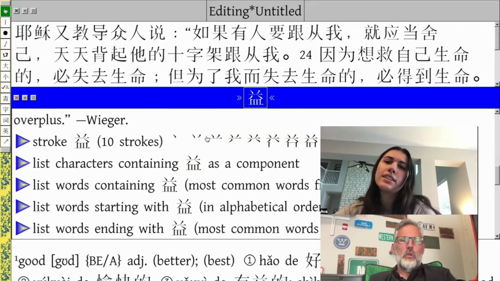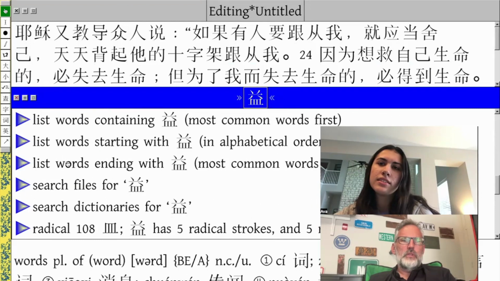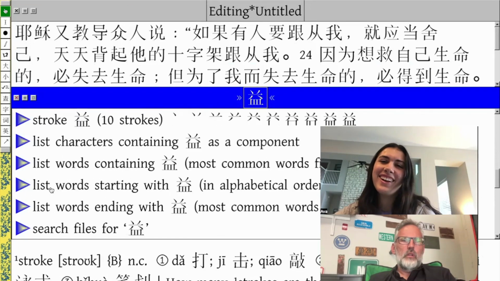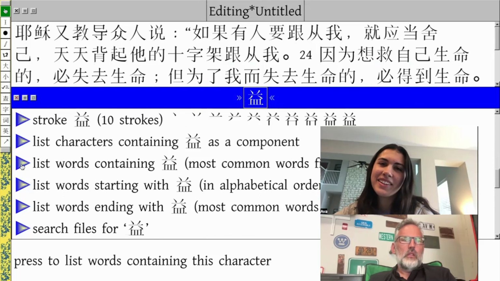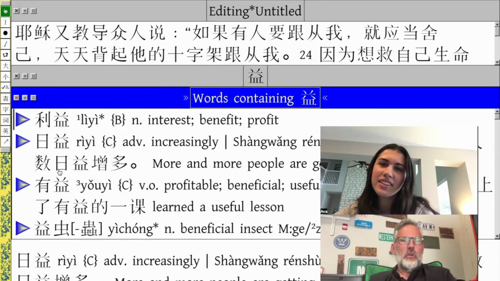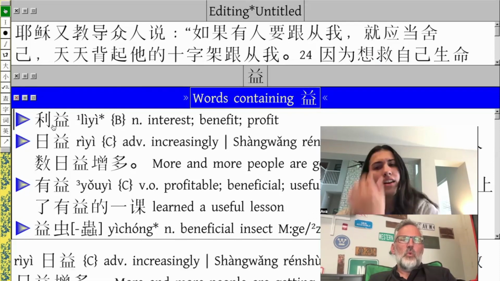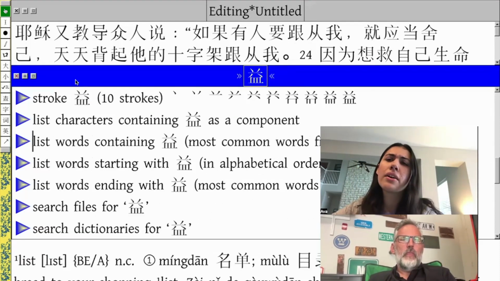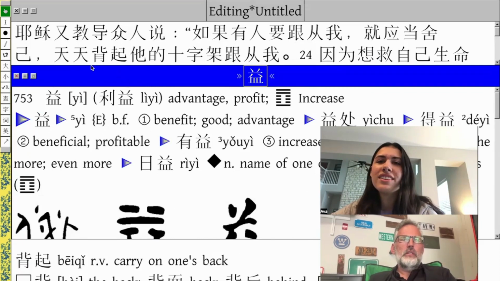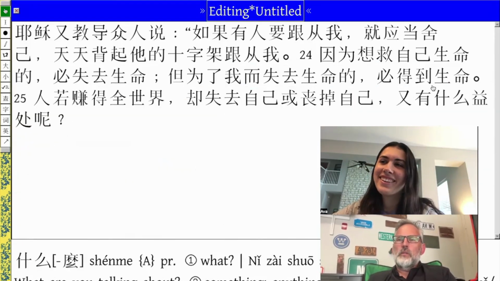So, but I don't want to lie to anybody, so I'm just going to look at that real quick. List words containing this, most common first. It says "li" is benefit. I think that's wrong. It's not "yi", it's "li". It's like profit. "Yi" is more a meaning. So this has to do with profit. Okay, yeah, that's why. See, at least I knew that I was wrong, and then corrected myself.